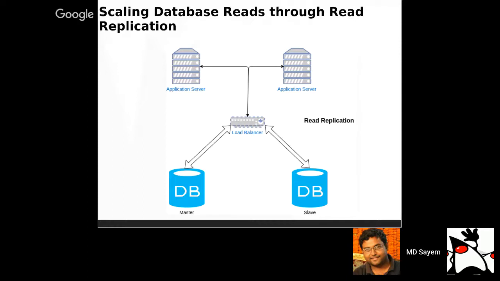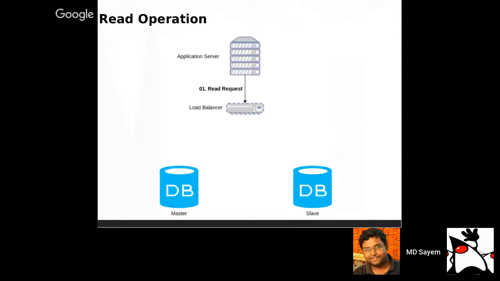Let's try to understand how a read query will be executed here. So our application server issues a read request, say for a particular book review, Harry Potter and the Goblet of Fire. It will first go to our load balancer.